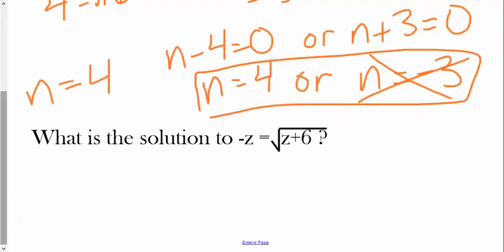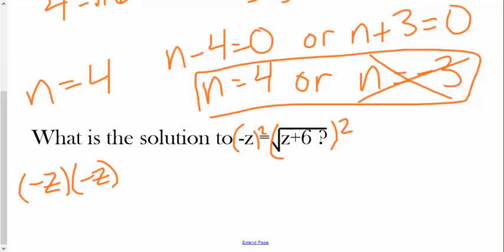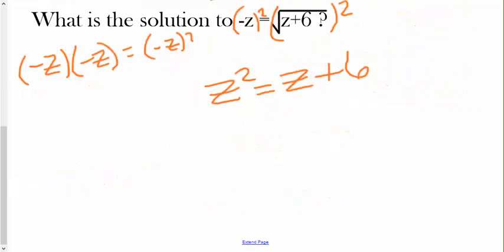What is the solution to -z equals the square root of z plus 6? The first step that I always have to do is to square both of the sides to get rid of that radical, to get rid of that square root. Now, if I'm doing -z times -z, that's what -z squared would be, which would just be z squared. So z squared equals z plus 6. And just like the previous equation, I need to subtract z and 6 from both sides.